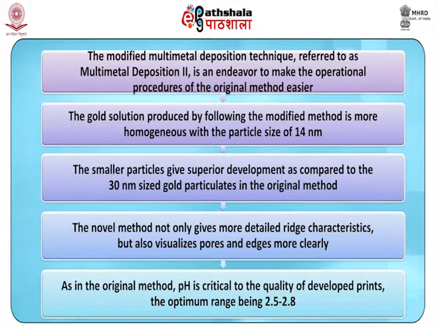The gold solution produced by following the modified method is more homogeneous, with a particle size of 14 nanometer. The smaller particle gives superior development as compared to the 30 nanometer sized gold particulates in the original method. The novel method not only gives more detailed, rich characteristics but also visualizes pores and edges more clearly. As in the original method, pH is critical to the quality of developed prints, the optimum range being 2.5 to 2.8.